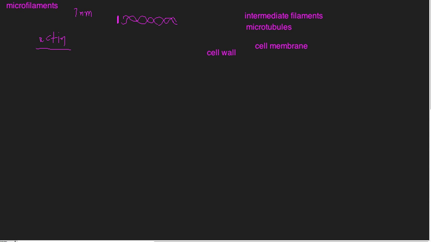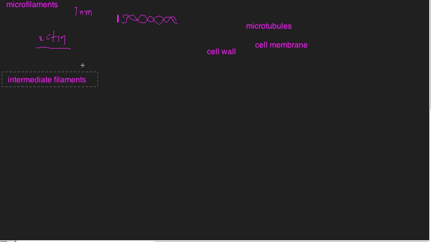The second one we are going to discuss is the intermediate filaments. From the name, you can tell it's not as thin as the microfilaments, and it's not as big as the microtubule, but it's in between them, about 10 nanometers in diameter. Its shape is like a rope, and it's made out of different kinds of proteins.